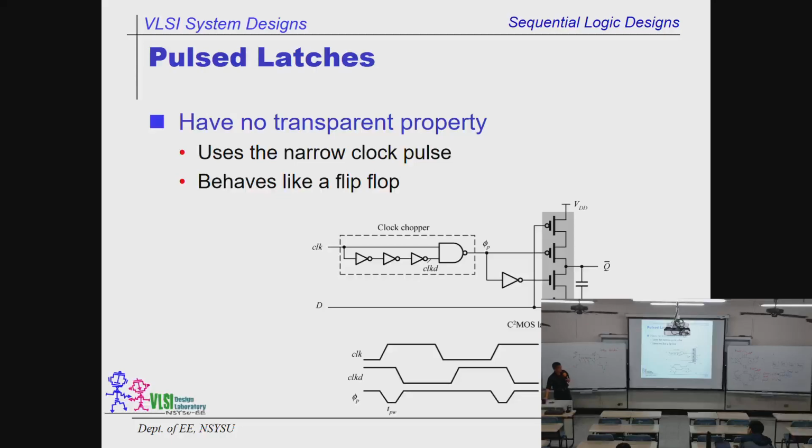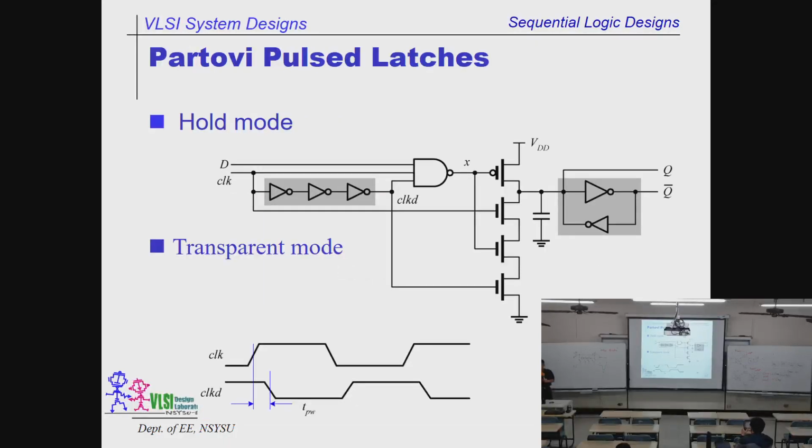Now, is that clear to you? Now, this is a clock chopper, or some people call it the edge detector. The same thing. Okay. Now, if you do follow me, then we can use this one.